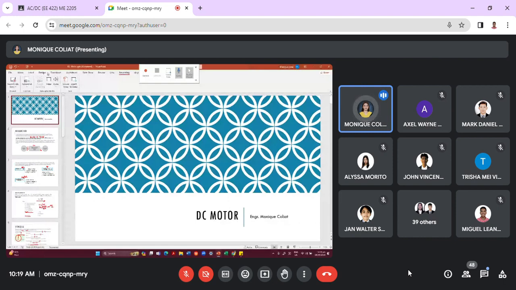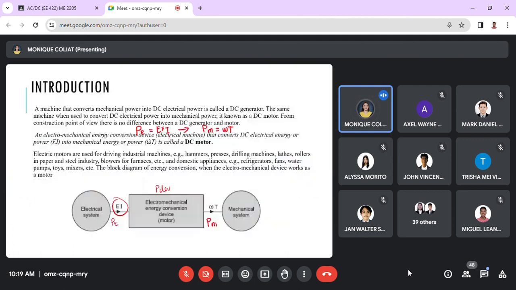Okay, so start tayo ng DC motor. So a machine that converts mechanical power into DC electrical power is called a DC generator. And the same machine, when used to convert DC electrical power into mechanical power, is known as a DC motor. So that means baliktad lang sila, or magkabaliktad sila ng principle ni generator. So si generator is from mechanical to electrical, and si motor is from electrical to mechanical. But from the construction point of view, there is no difference between a DC generator and motor.